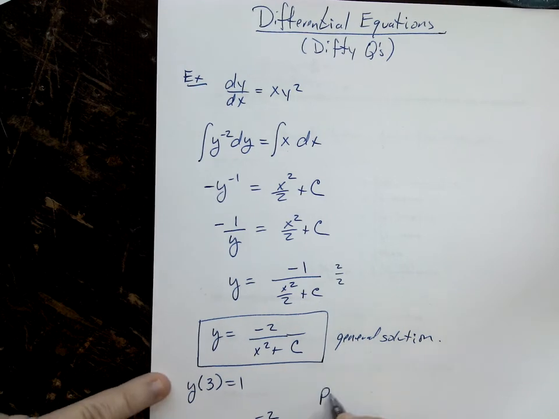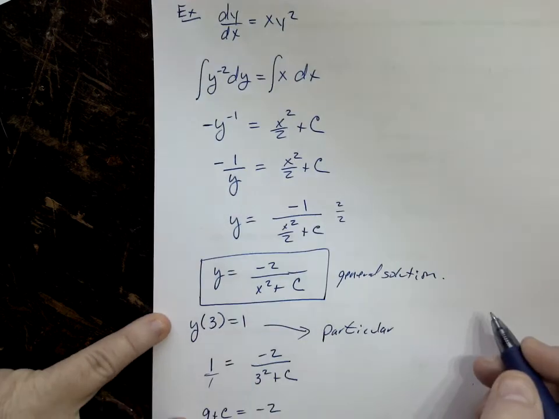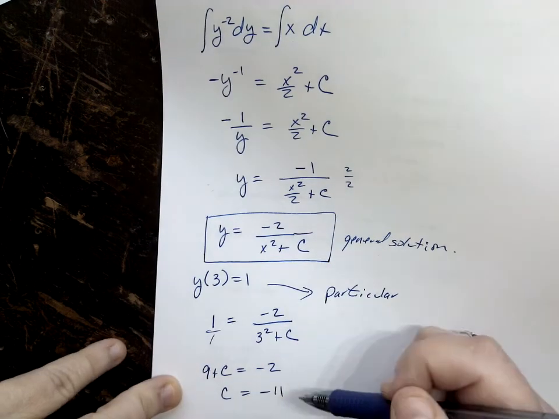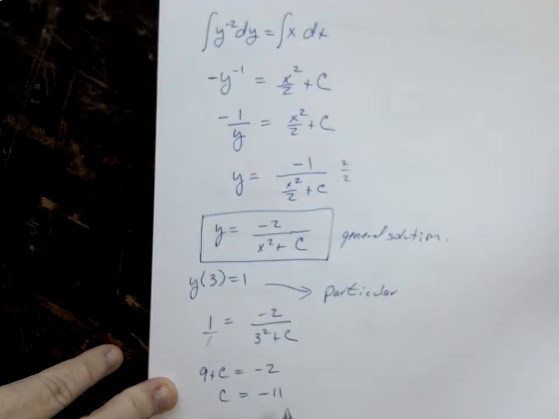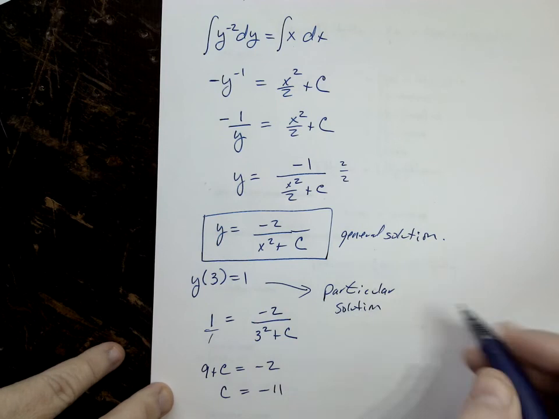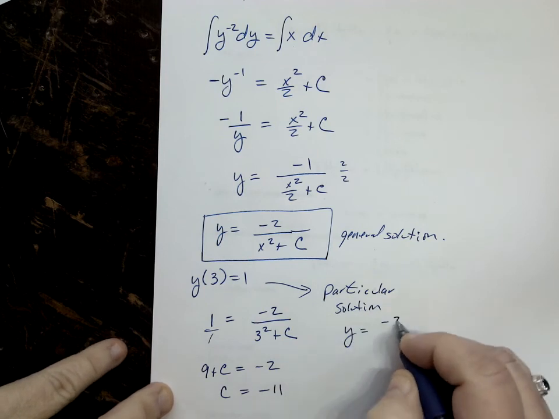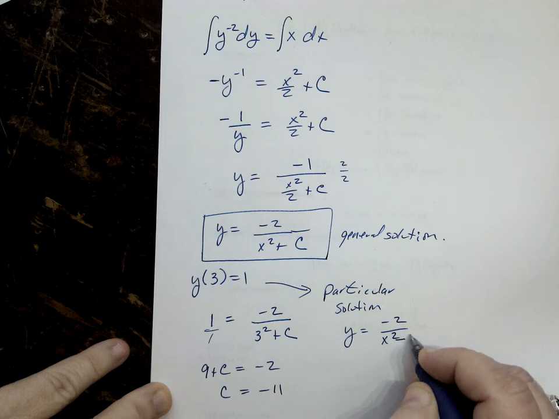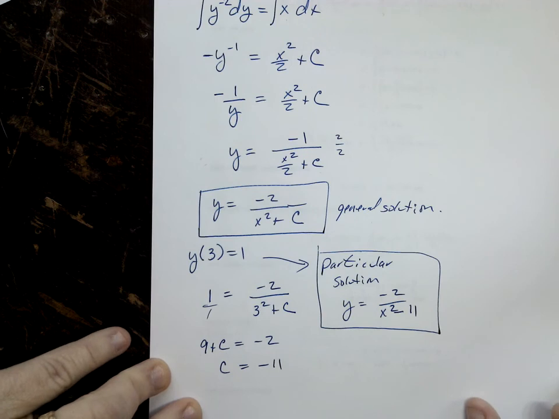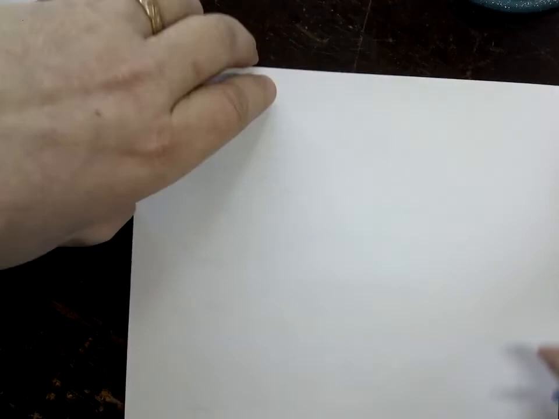So my particular solution, given this, oops, I'm sorry. Try this again. So I cross multiplied, got 9 plus c equals negative 2, so c is negative 11. So my particular solution becomes y is equal to negative 2 over x squared minus 11. Okay, so let's try another one.